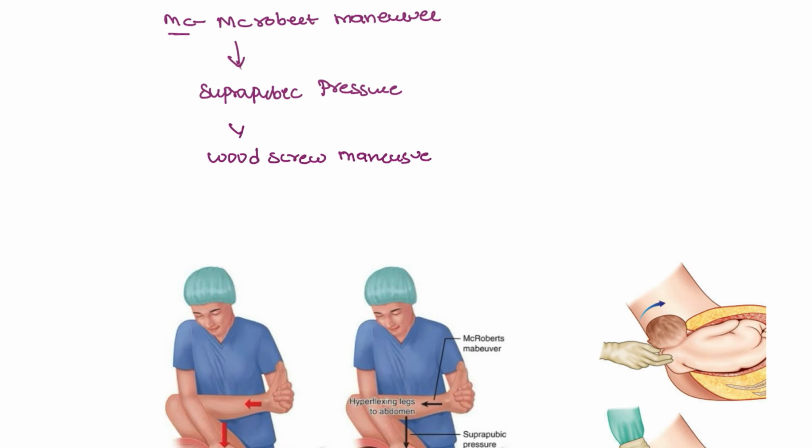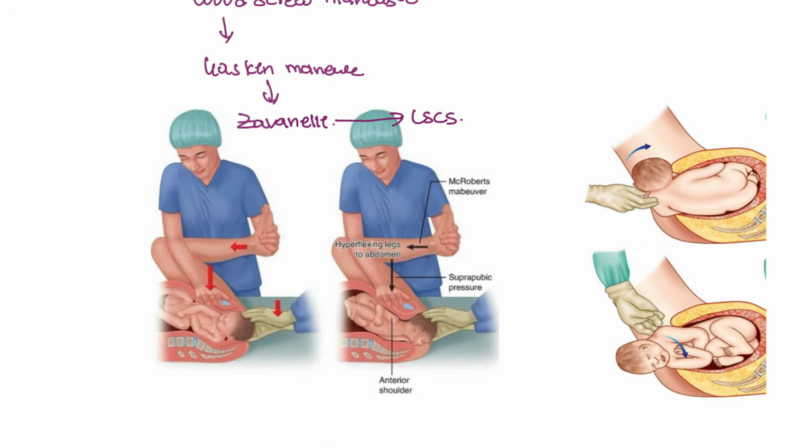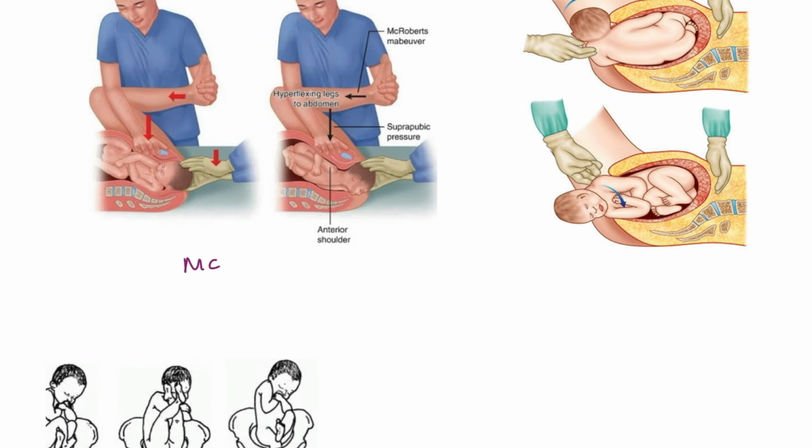After that we will proceed to the Gaskin maneuver. Even if this is also not successful, then there is the Zavanelli maneuver. This is the Zavanelli maneuver, and further, LSCS is done for this patient. These are the steps. So this is the McRoberts.